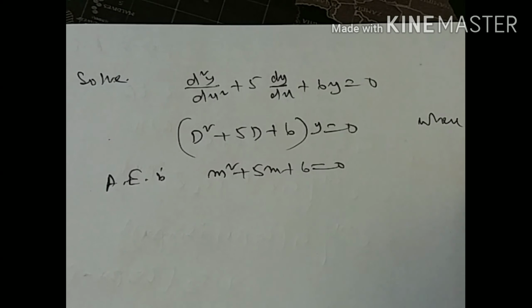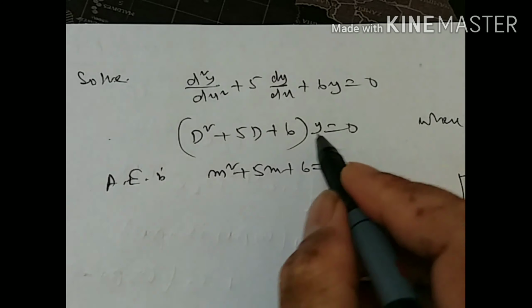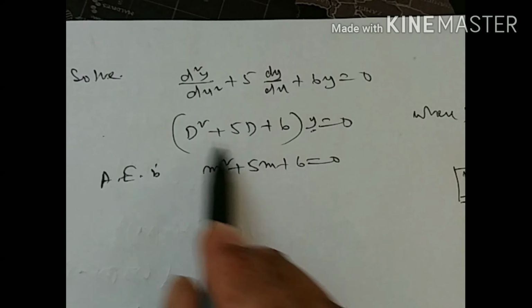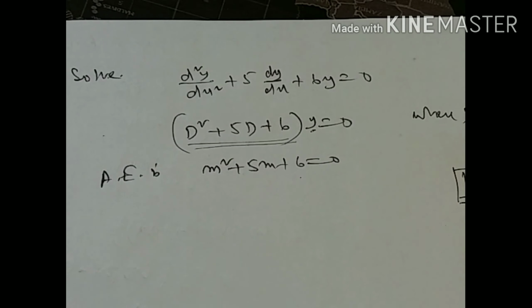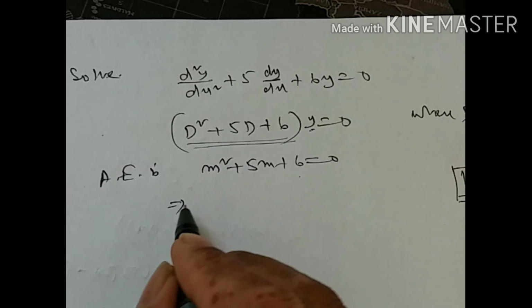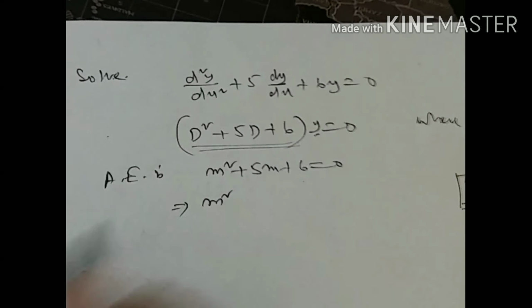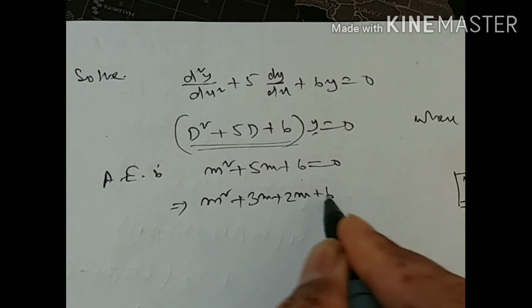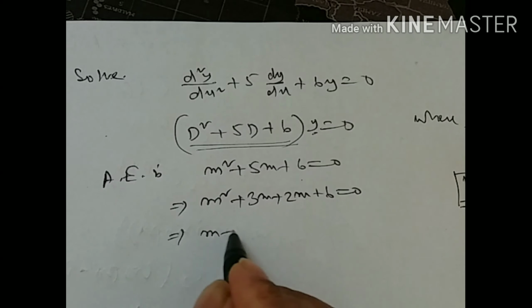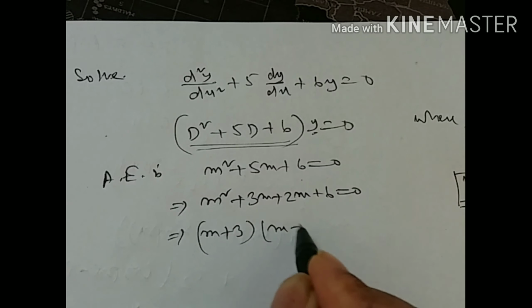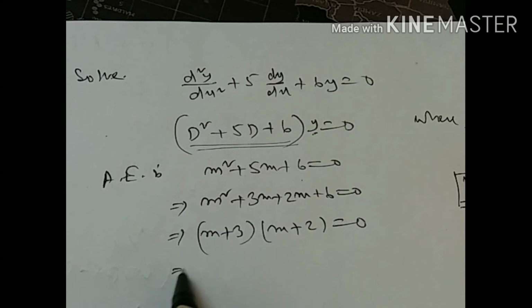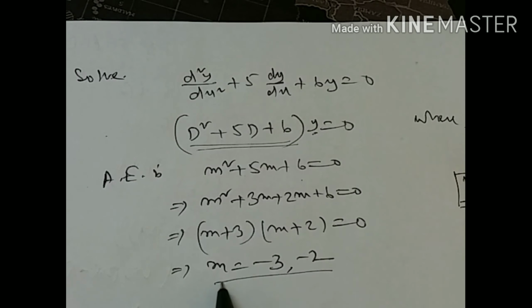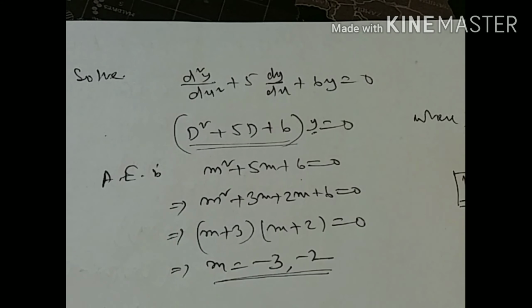Function of D equal to 0, writing m in the place of D in this equation, not in y. So m square plus 5m plus 6 equal to 0. Now solve this equation. We can easily find out the roots of the equation. So ultimately the value of m equals minus 3, minus 2. So the roots of this auxiliary equation are minus 3 and minus 2.